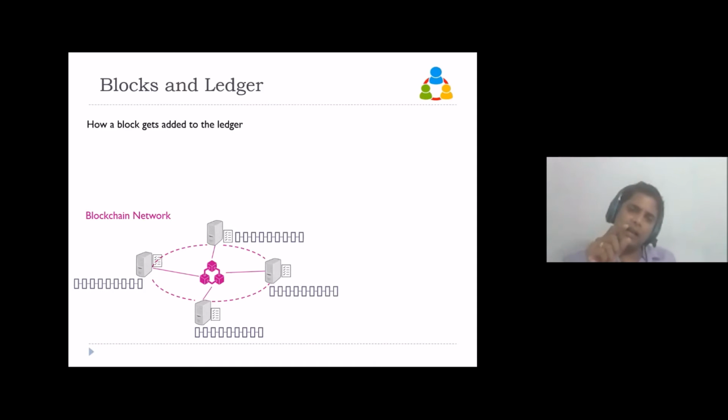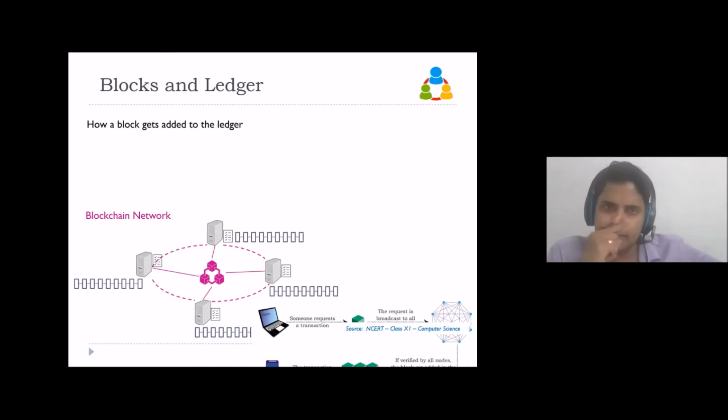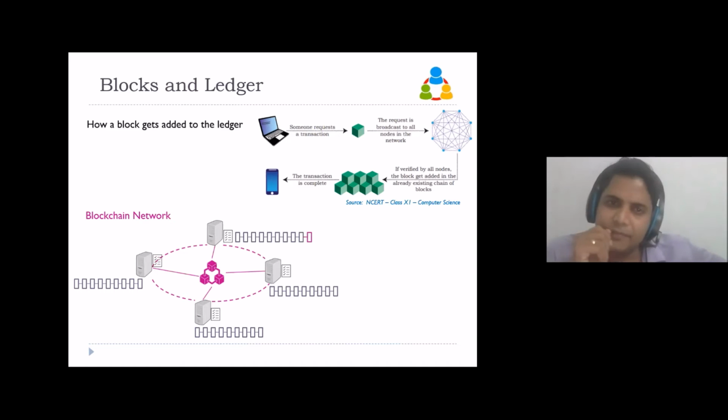Each node will have something called a shared ledger. Everybody will have the same copy of the ledger. That is a distributed ledger. And I have also shown these blocks, that chain, right? That is a chain of blocks. When somebody does a transaction, this image which I've picked up is from a class 11 computer science textbook. They have a small section which talks about blockchain transactions.